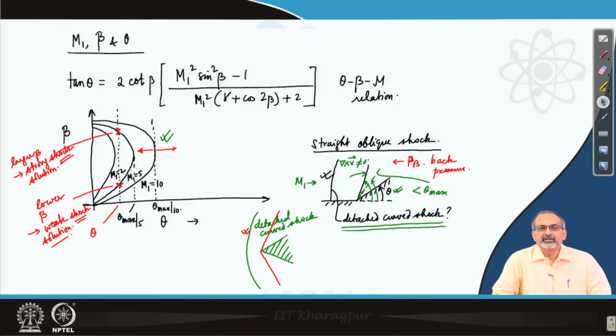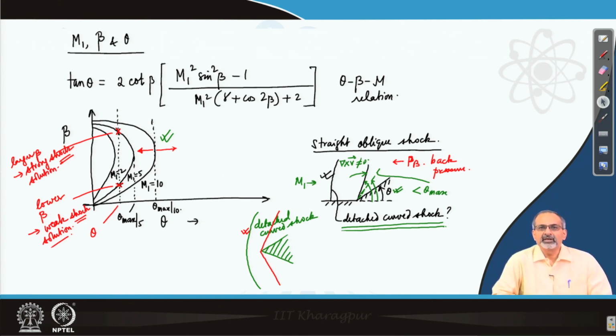In the previous lecture, you would recall that we had finished with the discussion on the theta beta M relation, and we were basically discussing the situation of straight attached oblique shocks forming on wedge like surfaces, where the solution is available in the form of a theta beta M relation, and there is a nice theta beta M plot that we can make, and from that we can interpret different aspects about the theta beta M variation when such a flow occurs.